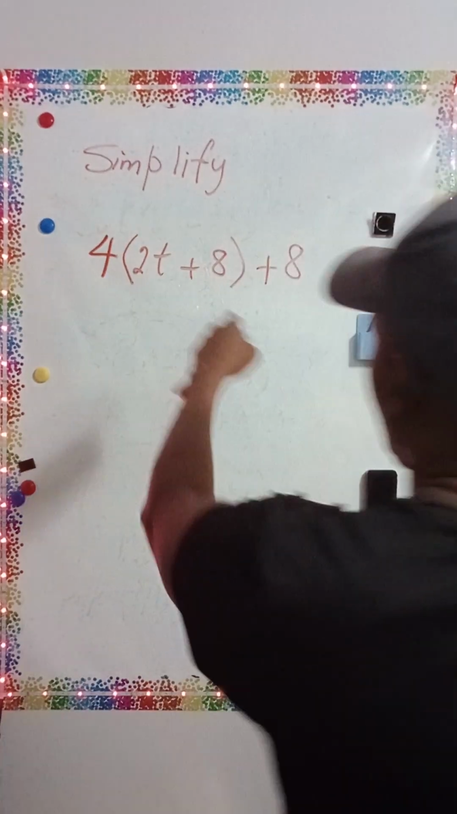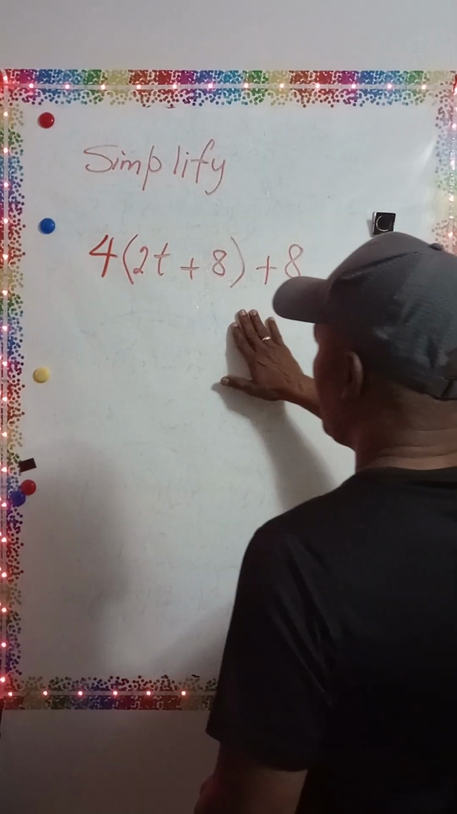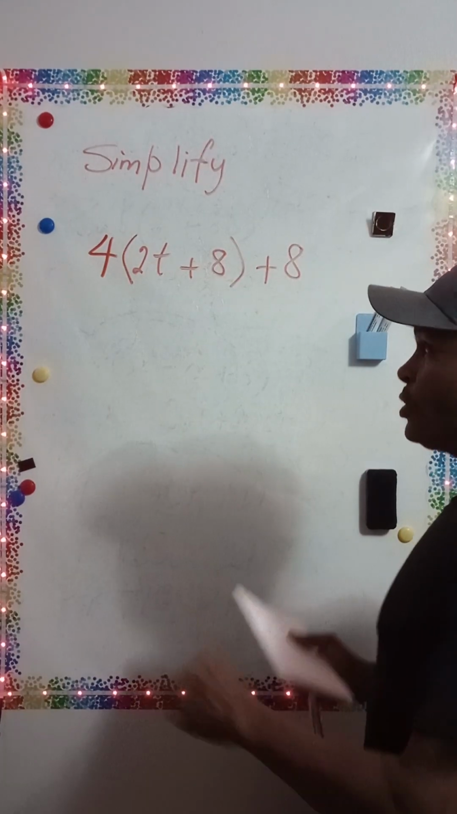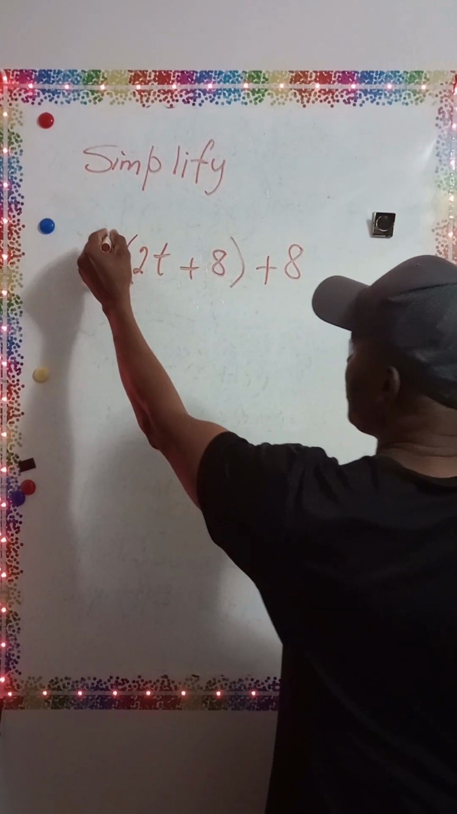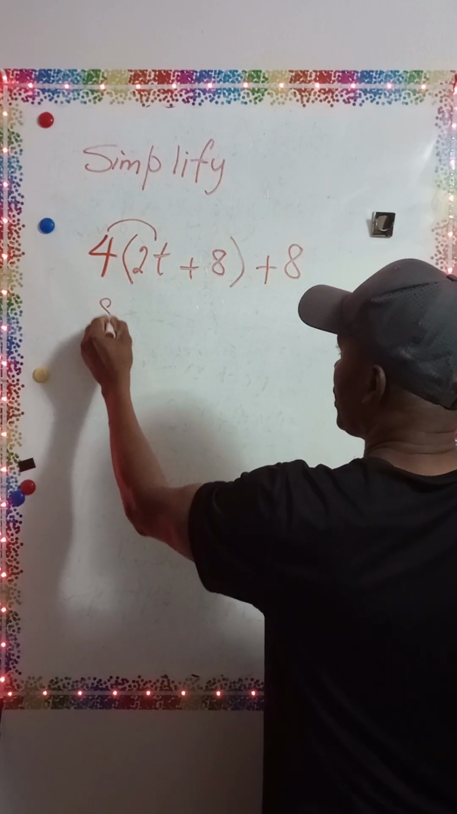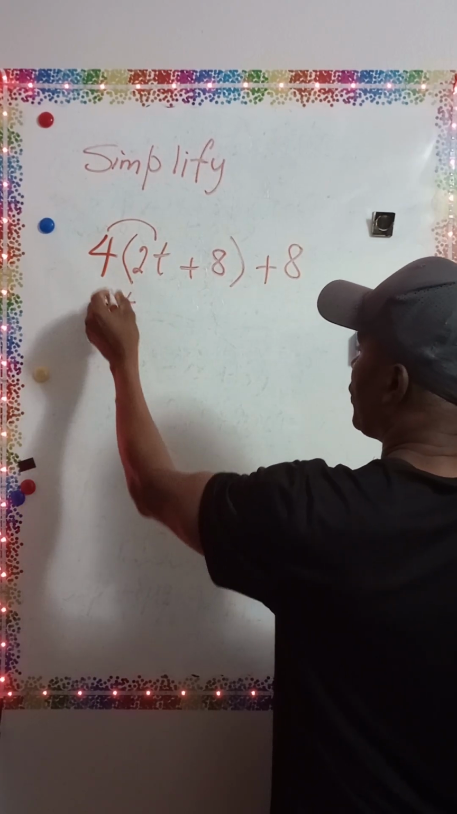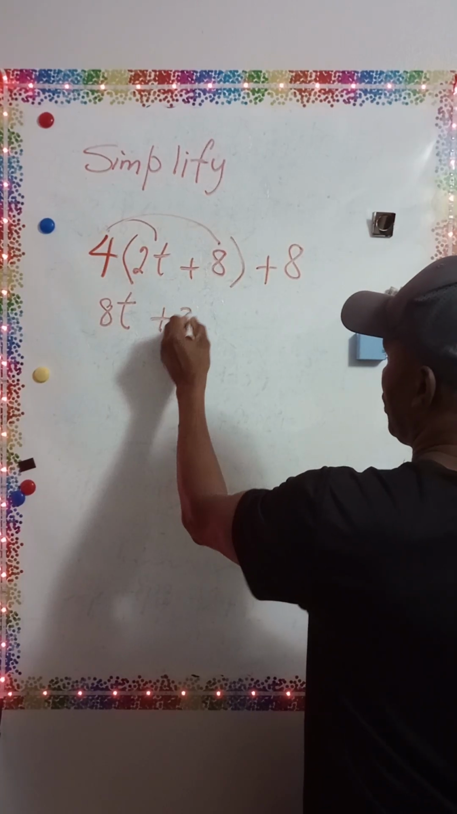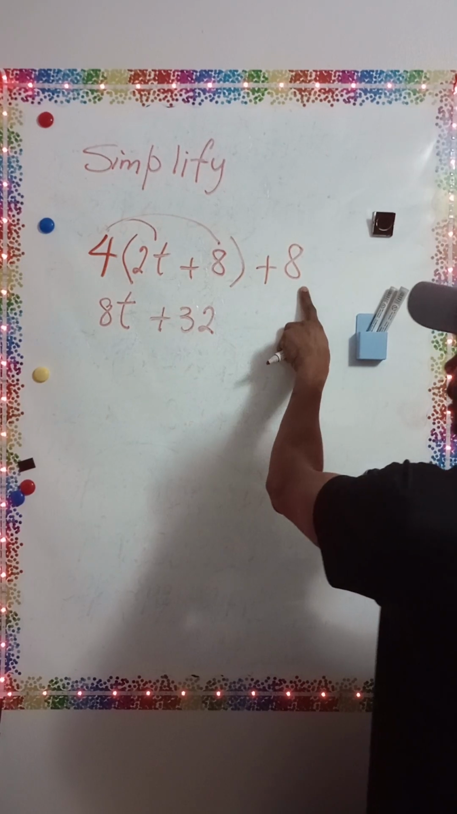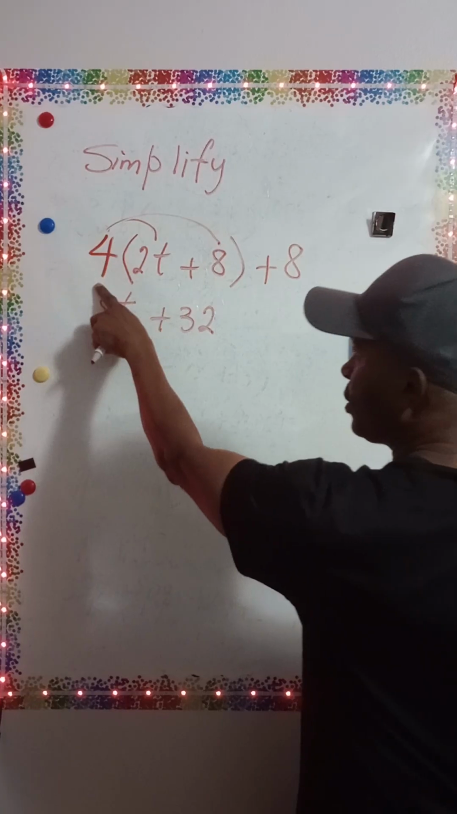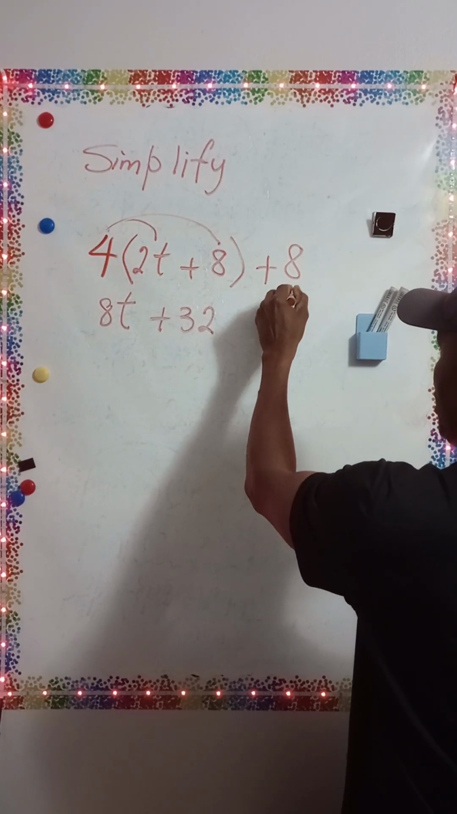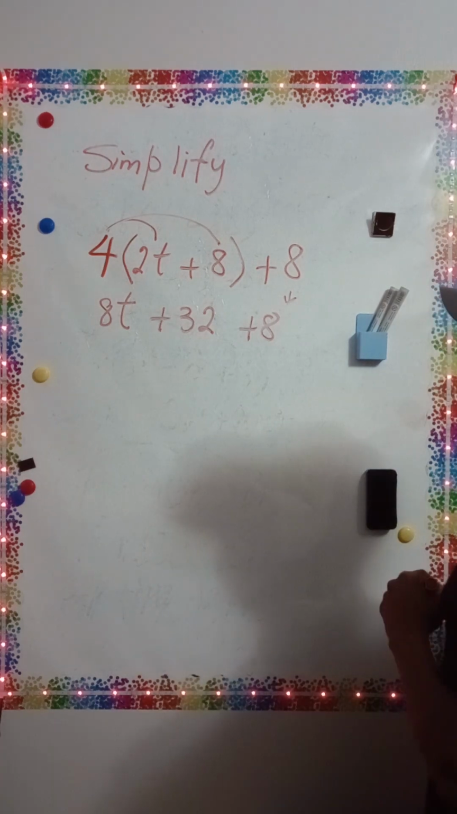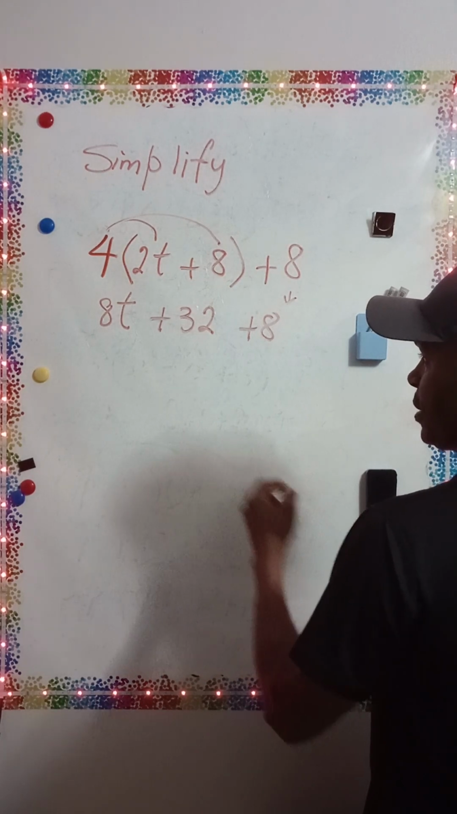You've been given a system here, and you've been asked to simplify it. The first thing you have to do is distribute. So let's go distribute. We're going to have 4 times 3t is 12t, and 4 times 8 is 32. This 8 is not in the parentheses, so you cannot multiply 4 by 8. So you just bring this down.